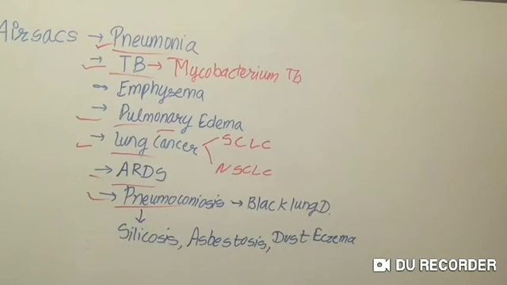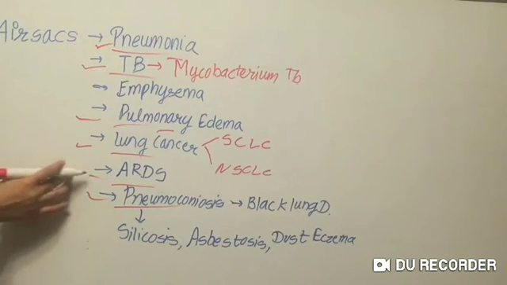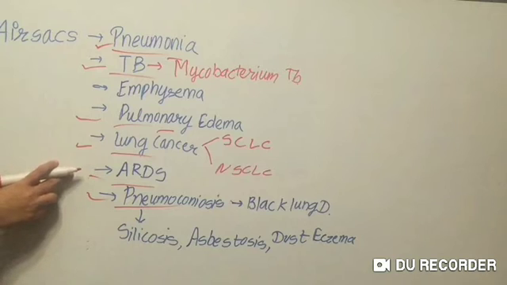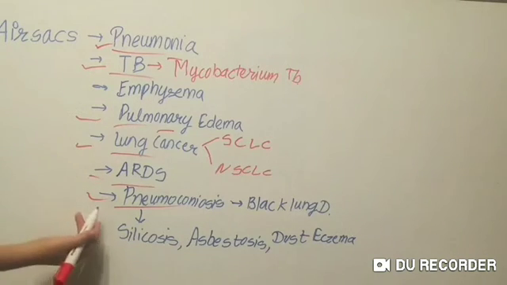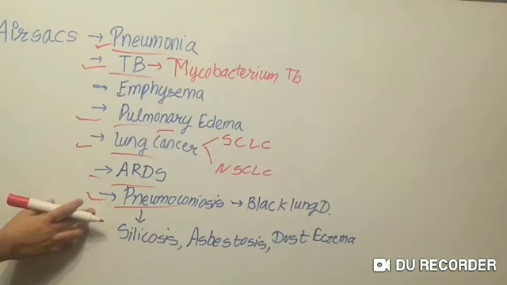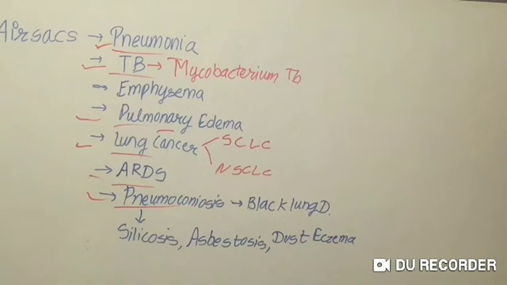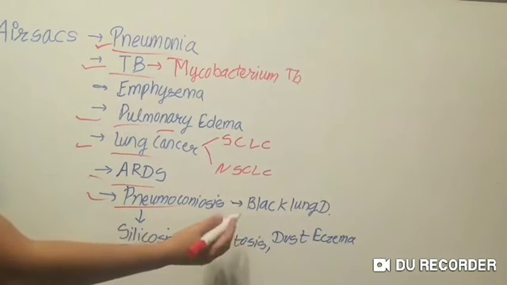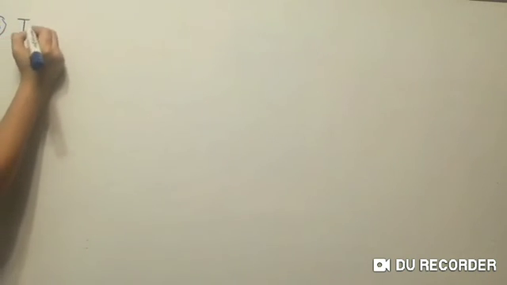Fifth disease is ARDS. ARDS is acute respiratory distress syndrome. It is a type of respiratory failure characterized by the rapid onset of widespread inflammation in the lungs. Symptoms are shortness of breath, rapid breathing, and blue skin. Next disease is pneumoconiosis. Pneumoconiosis is an occupational lung disease and a restrictive lung disease caused by the inhalation of dust, often in mines or from agriculture. Diseases are like silicosis, asbestosis, black lung disease, and dust eczema. Next type is lung diseases which affect the interstitium.